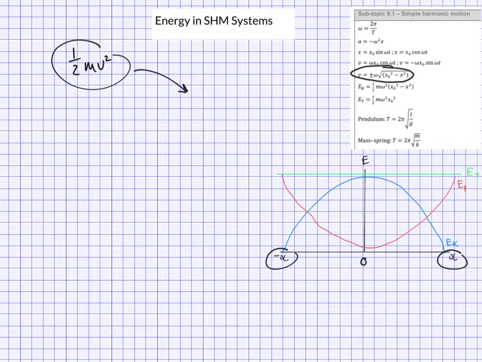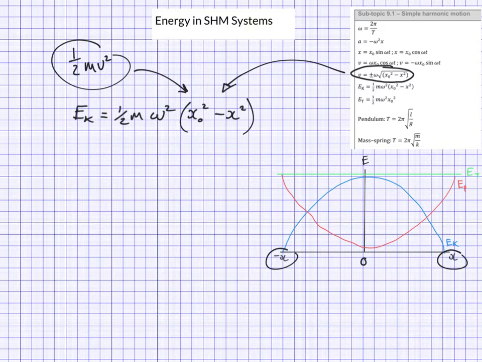So let's combine these two. Let's see what we do. Let's put them together. So we'll make a statement. We'll say that the kinetic energy of a simple harmonic system is going to be 1/2, of course, m, and then I'm just going to substitute that in. So it's going to be omega squared, and then maximum displacement squared minus whatever displacement squared.